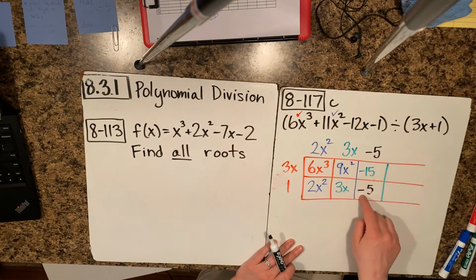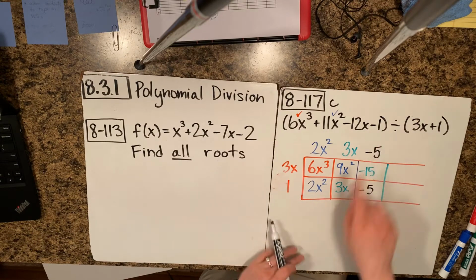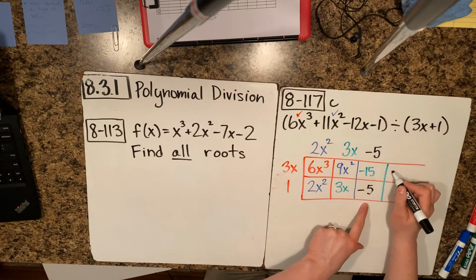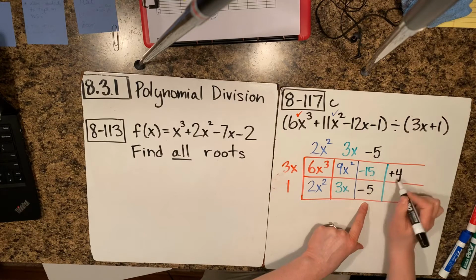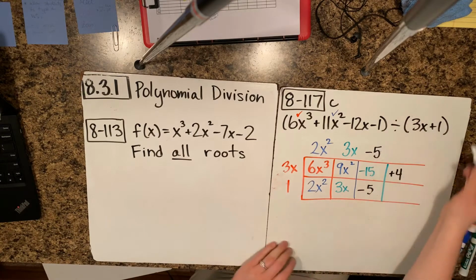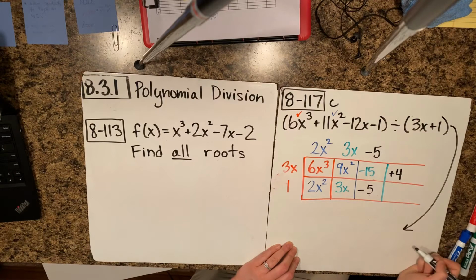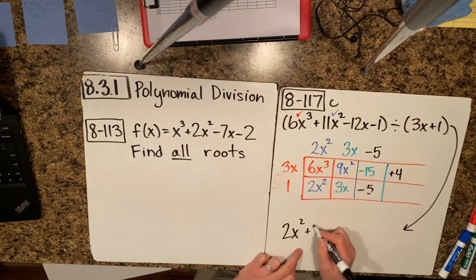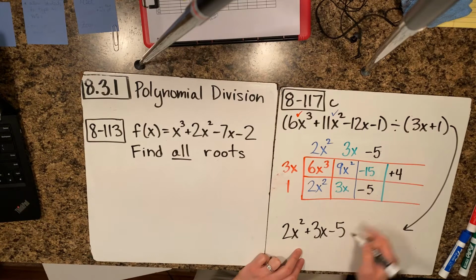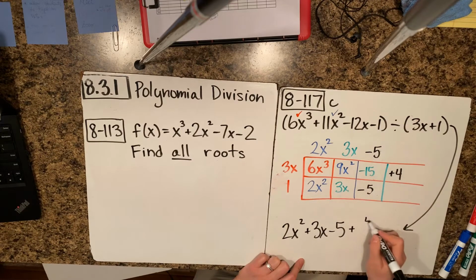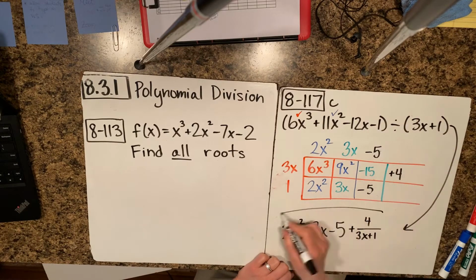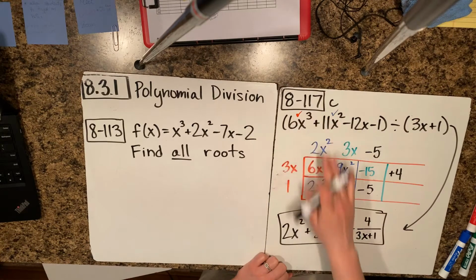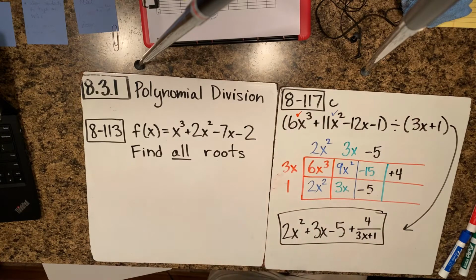Now, I have negative 5. I'm supposed to have negative 1. So to get to negative 1, I have to add 4. This makes negative 1. So what's my answer when I divide? It's 2x squared plus 3x minus 5. 4 is my remainder. So I put plus 4 over whatever it was I was dividing by. Okay, there's my answer for 117 part C.